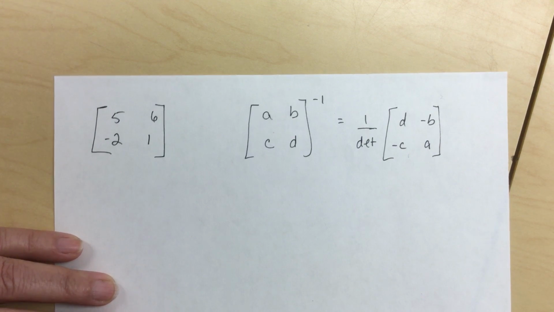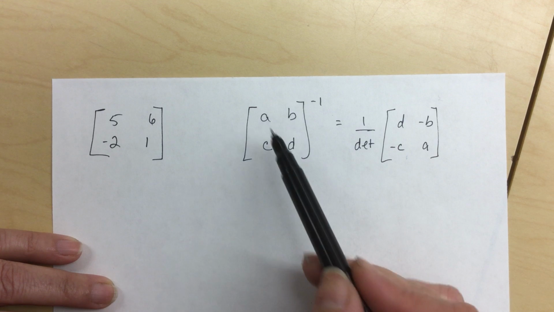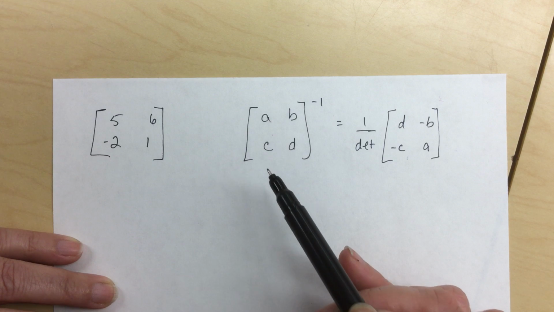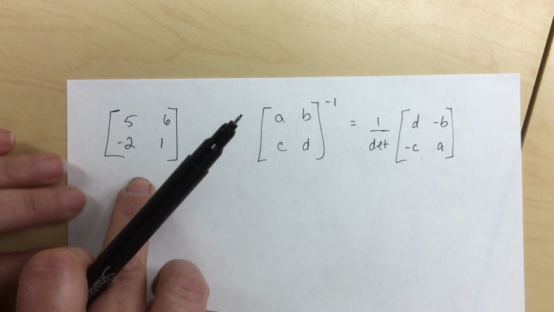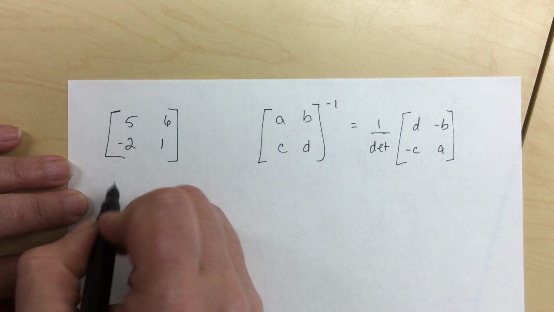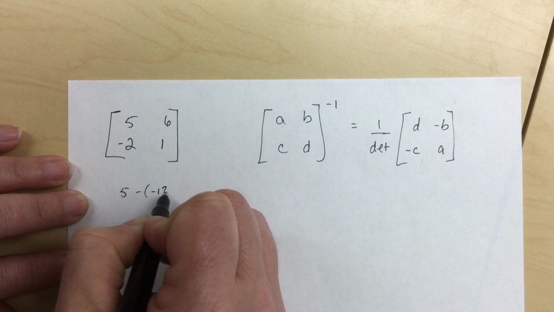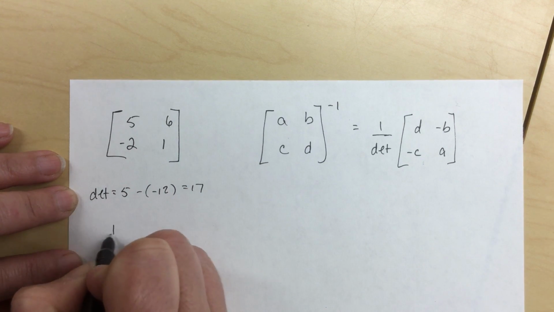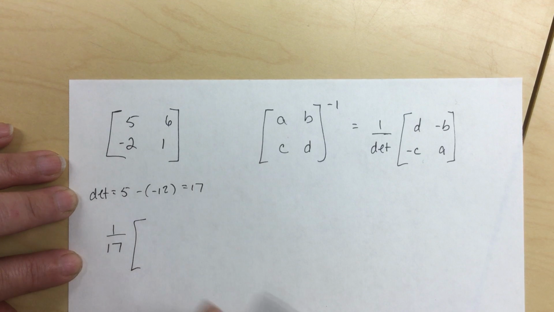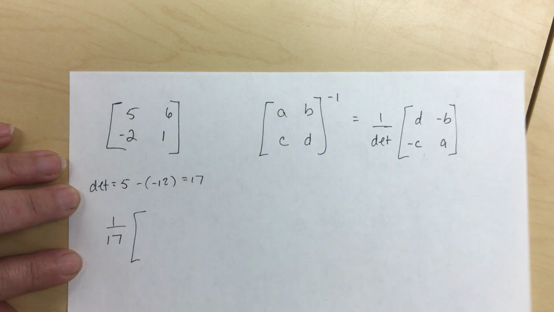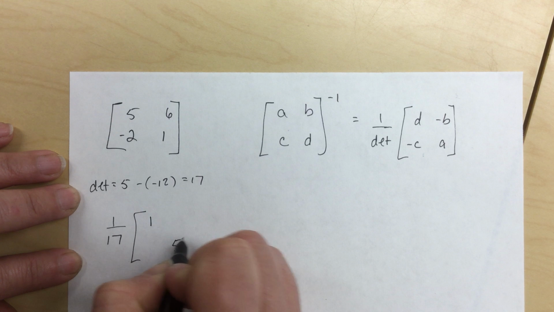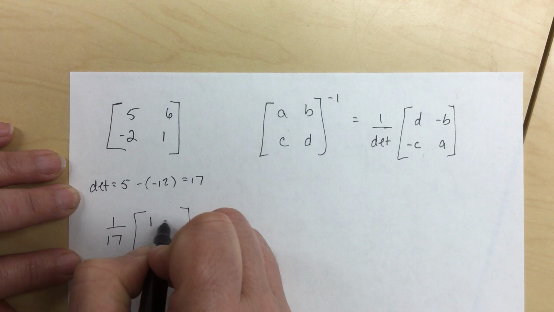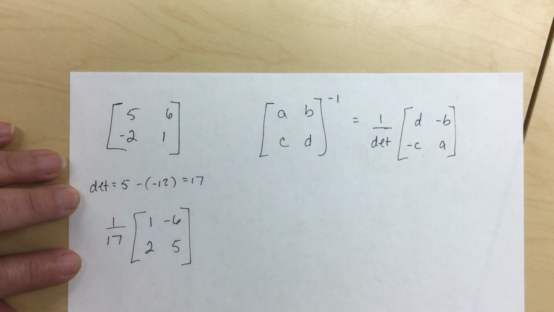So you're just going to have to memorize that formula, okay? You take the determinant and you do 1 over the determinant, you flip-flop those numbers and change the sign of those numbers. So if I come over here and do this one, the determinant of that is 5 minus a -12, which is 17. So I'm going to start with 1 over 17. Then I'm going to flip-flop the 5 and the 1. So 1 goes there and 5 goes there. And I'm going to change the sign of the 6 and the -2, so I'm going to make it a -6 and a +2.